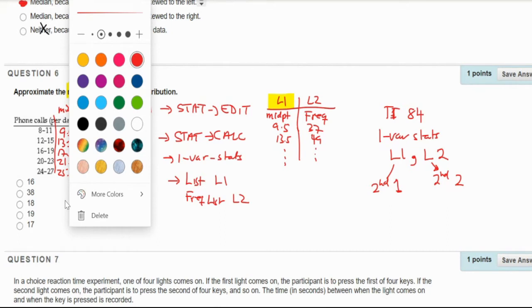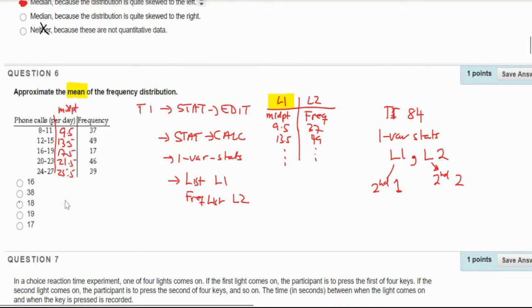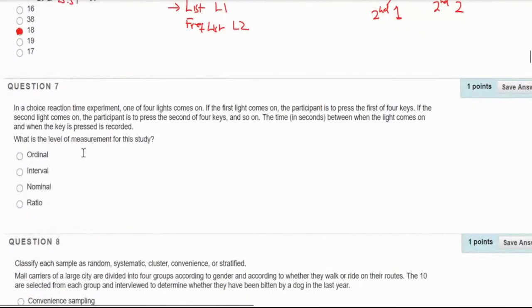17.5. So reasonably, it says approximately, so we could say 18. So we would choose 18. All right. So now let's see the next question.